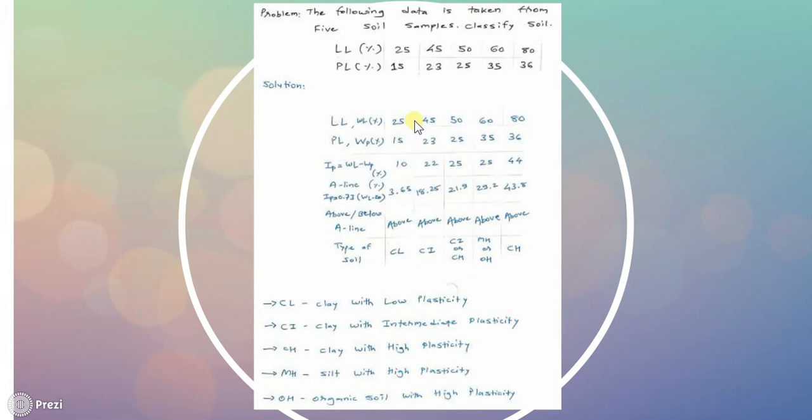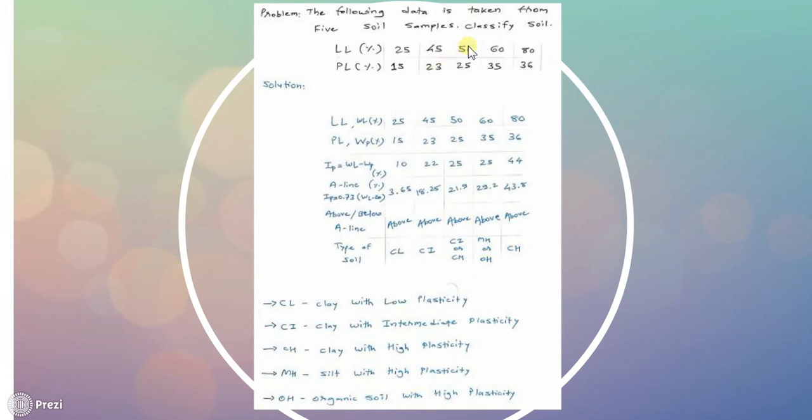In the second case, liquid limit is 45%, plastic limit is 23%. So the IP value comes as 22, and the A-line value in that case is 18.25. Again, the IP value is greater than the A-line value, so it will be above the A-line, and the liquid limit is between 35 to 50. That is why I have to take CI, that is clay with intermediate plasticity.